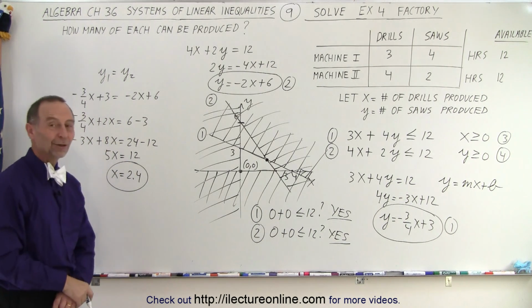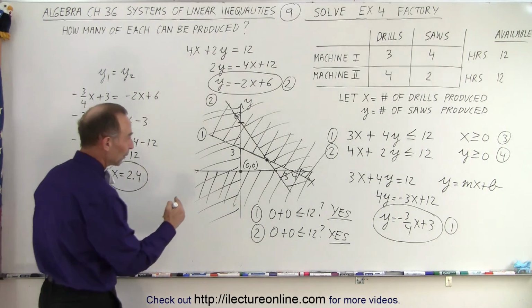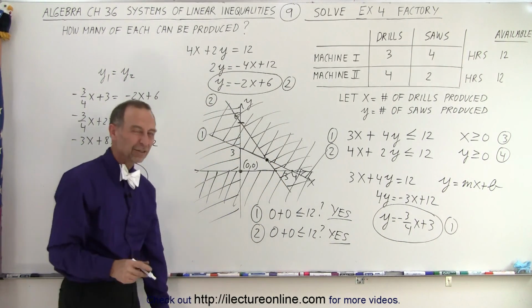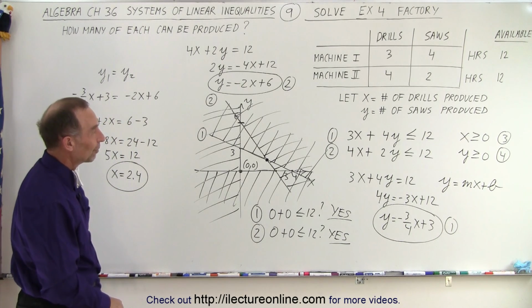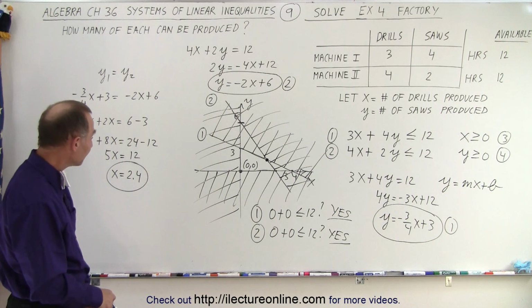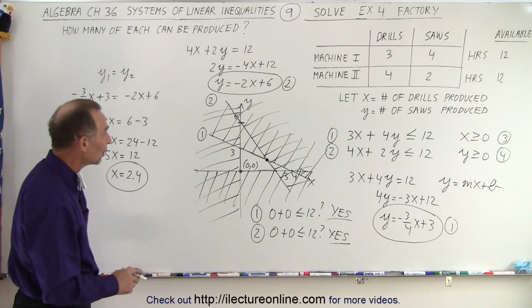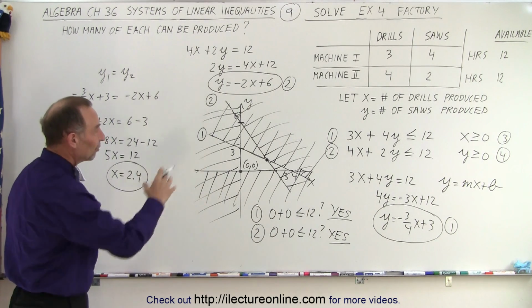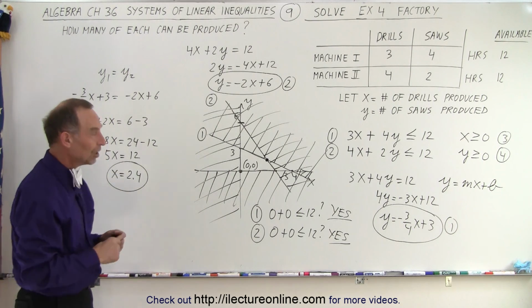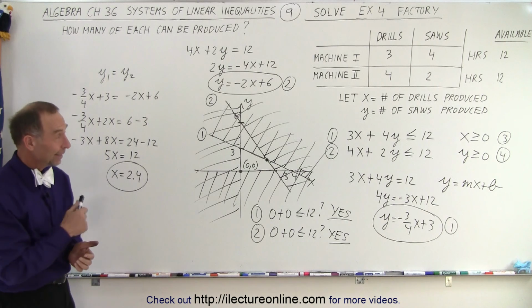Well, that doesn't quite work. We can't really work all the way up to here. Theoretically, yes, but of course we can't produce a fraction of a drill or a fraction of a saw. I guess we could, and then continue on the next day. That might be a possibility. But anyway, that's how we realize what the region is in which we can produce drills and saws using those two machines in any given day. And that is how it's done.